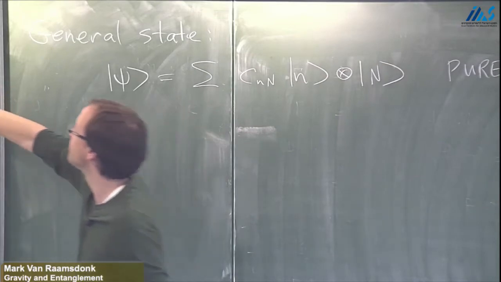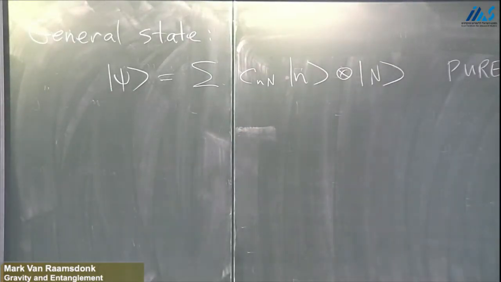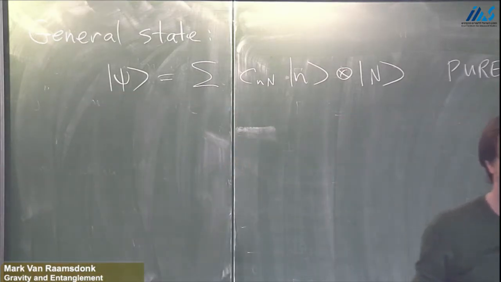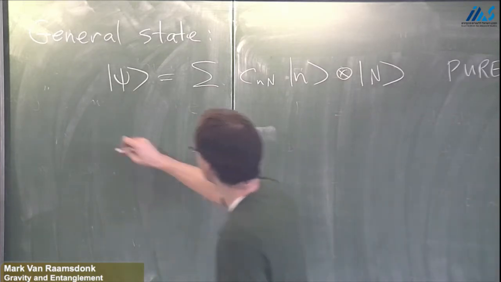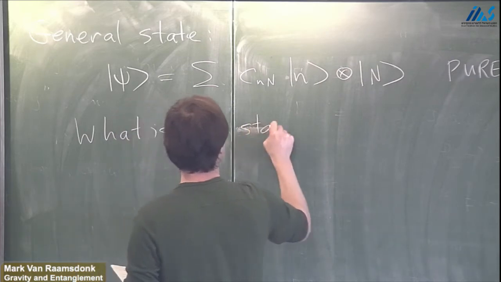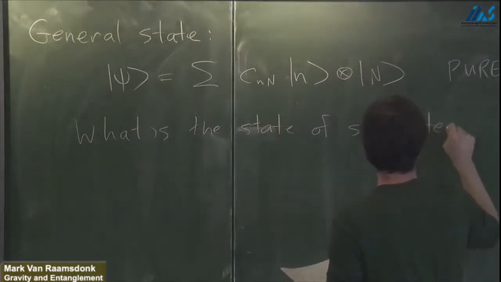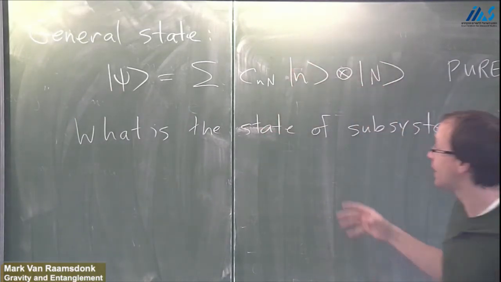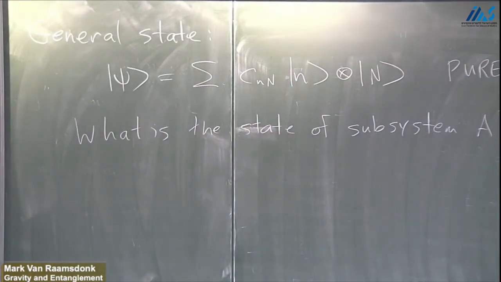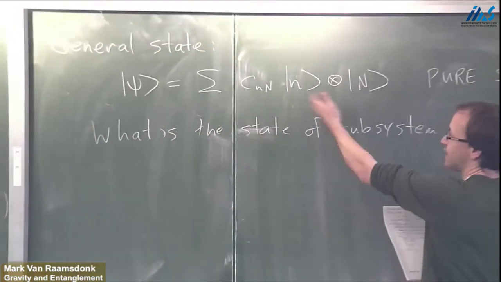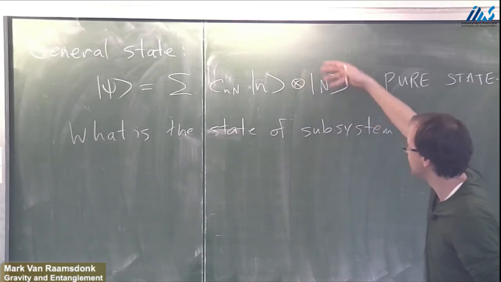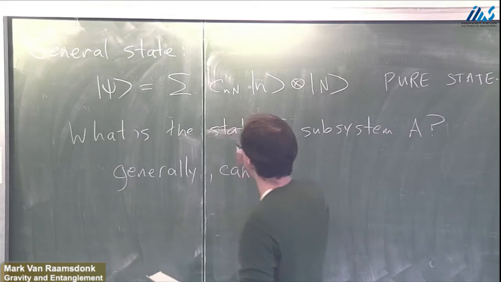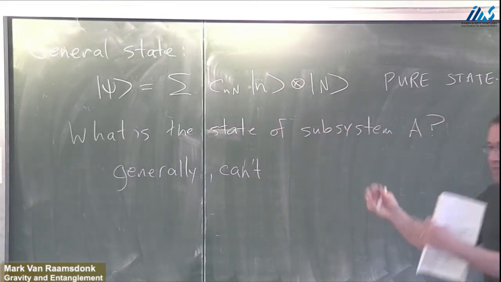Okay. So suppose we have such a system in some state. Then we can ask the question, what is the state of this subsystem? Maybe we're only interested in a particular part of the system. So I could ask the question, what is the state of subsystem A? So it turns out that in quantum mechanics, we can't associate a pure state like this to the subsystem A. If the whole system is in this state, generally we can't write this as some product of a state for the subsystem A and a state for the rest of the system.